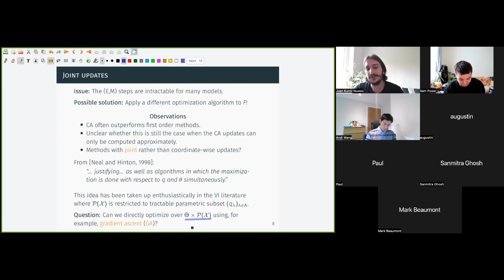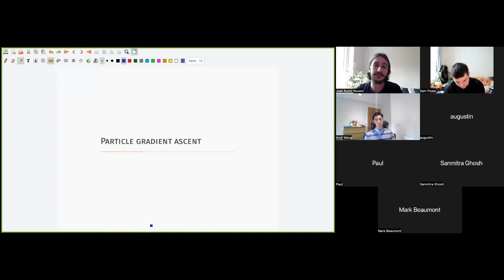Okay, so back to our setting. We had this question: can we optimize the free energy over the space we care about using a different optimization algorithm than EM or coordinate ascent? In particular, what about just gradient ascent, the first algorithm that you'll encounter if you open an undergrad textbook on optimization? That eventually led us to this thing that we call particle gradient ascent, for lack of a better name, that seemed to work.